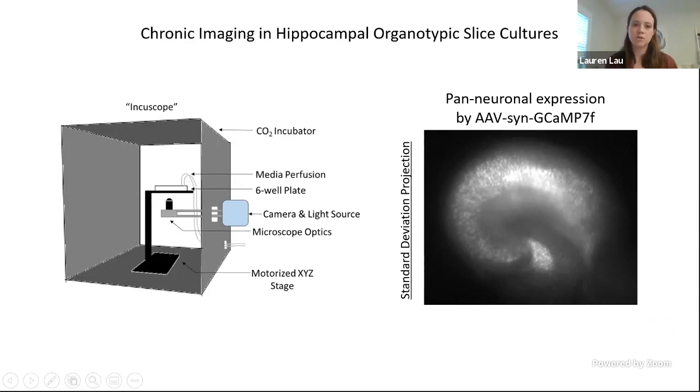What I've done is switch to an all-optical method of looking at activity in these organotypic slice cultures. We have a custom developed imaging system, coined our IncuScope, where we can leave these slice cultures in the incubator and periodically position them for imaging, and leave them undisturbed in a way that allows us to track the activity of individual neurons over time. In this work, I've looked at calcium activity with a GCaMP7 fluorescent protein, expressed under a synapsin promoter. So we have pan-neuronal GCaMP expression, and to give you a sense of what that expression looks like, this is a standard deviation projection to highlight the active GCaMP-positive cells.